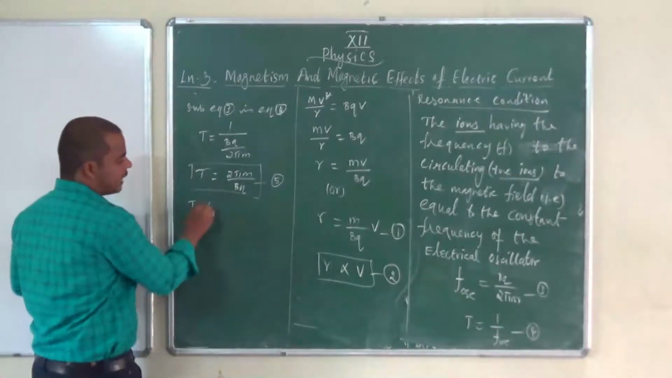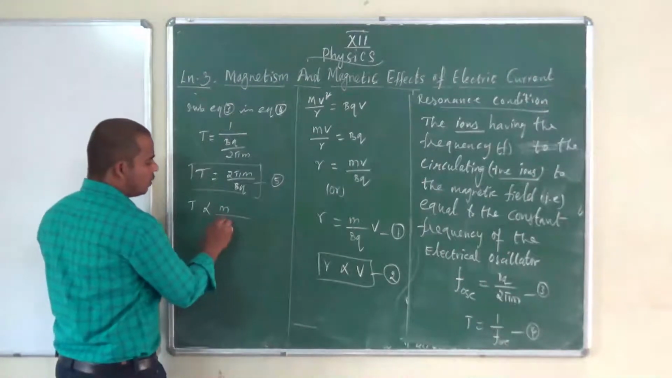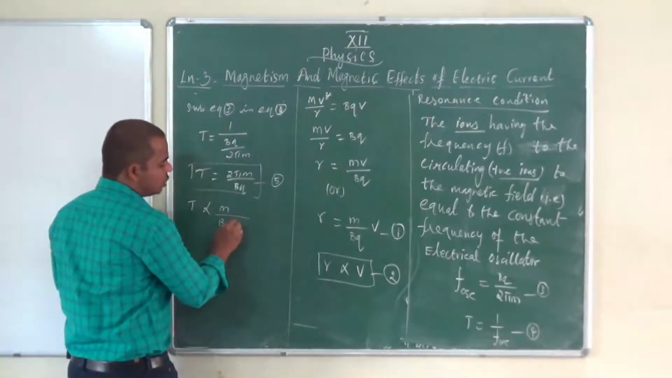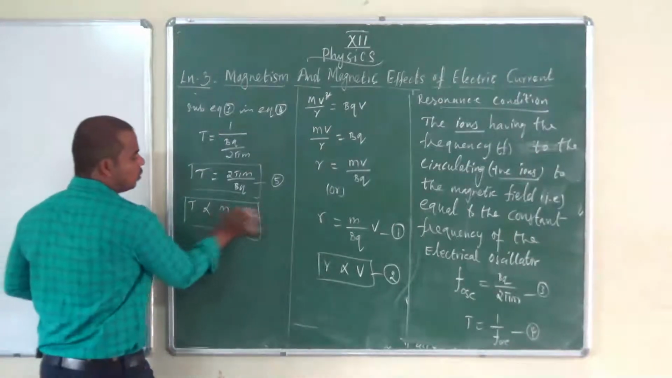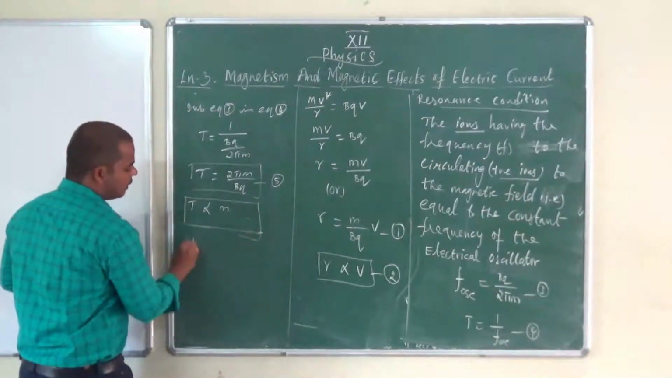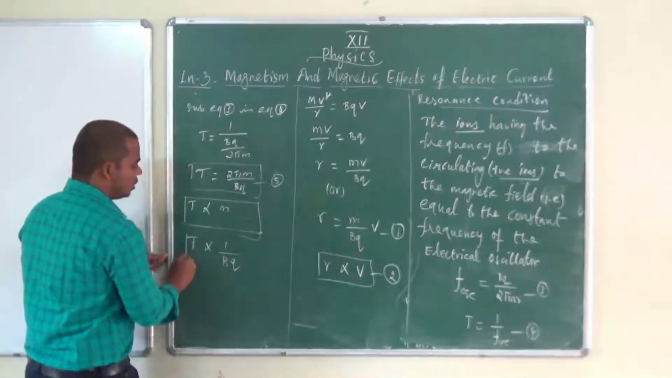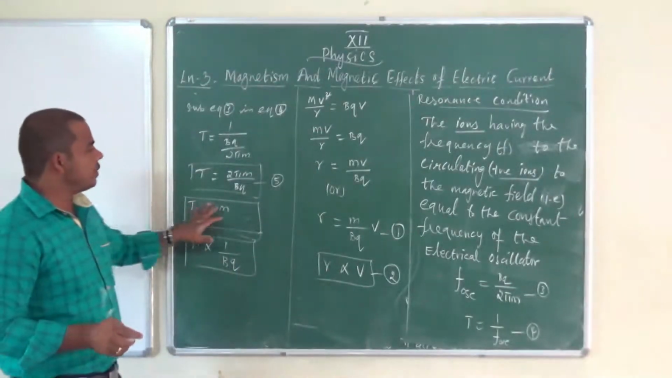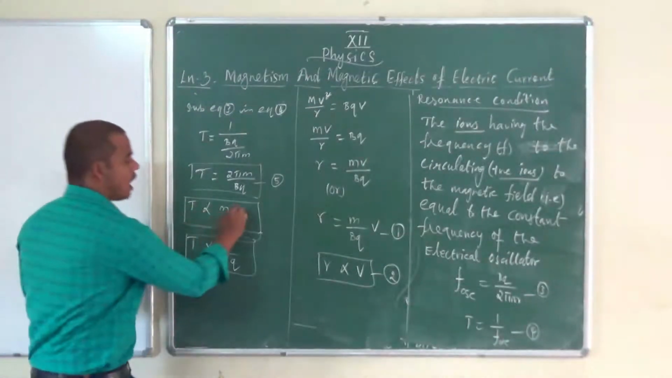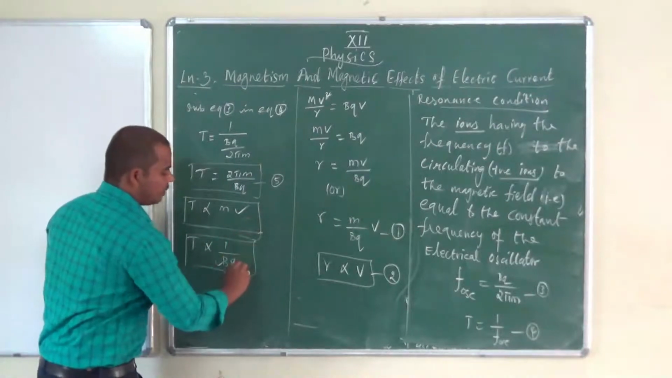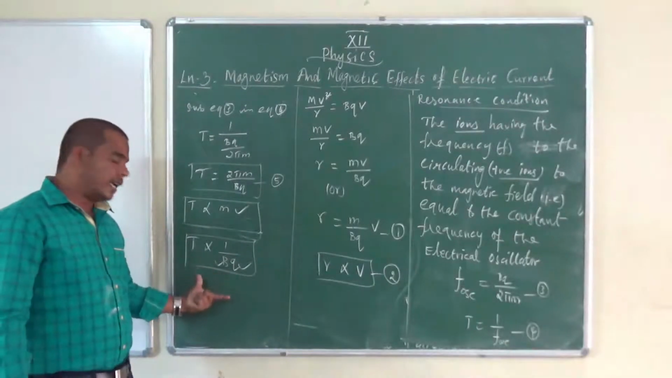This equation number 5 shows that the time period is directly proportional to the mass of the particle and inversely proportional to the magnetic field and charge, but independent of radius and velocity, as we discussed in our previous class.